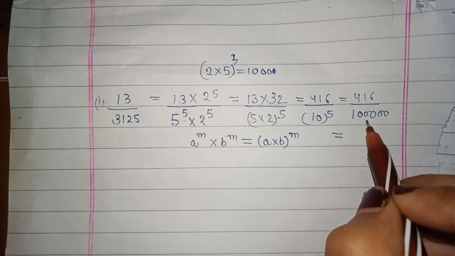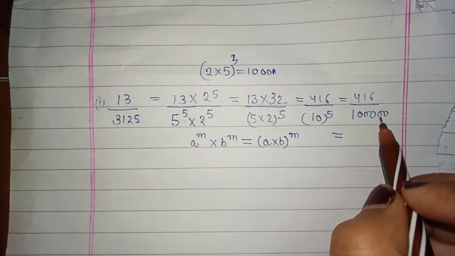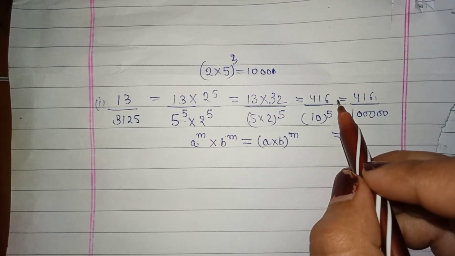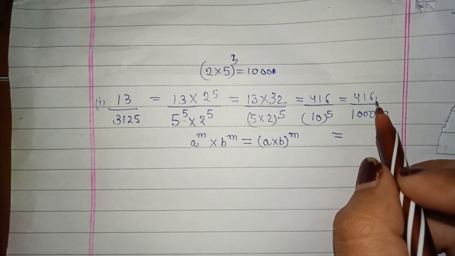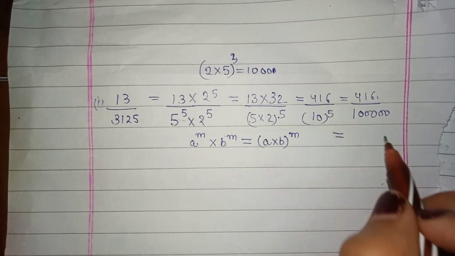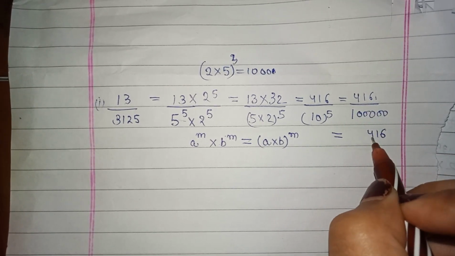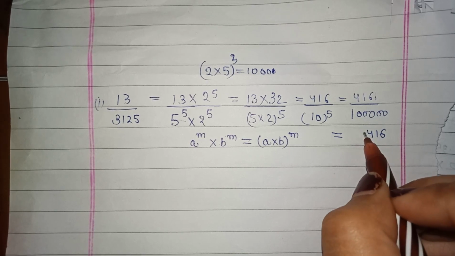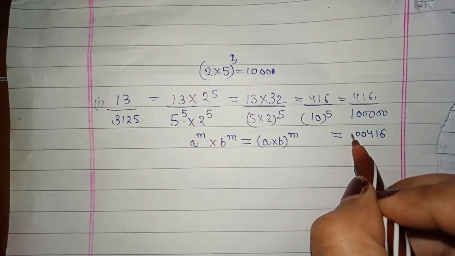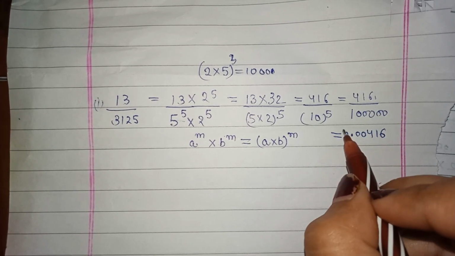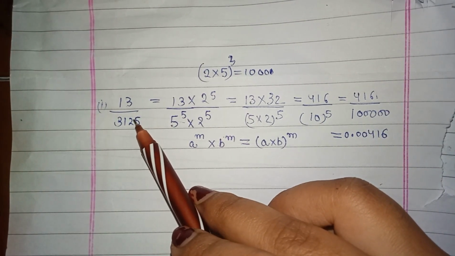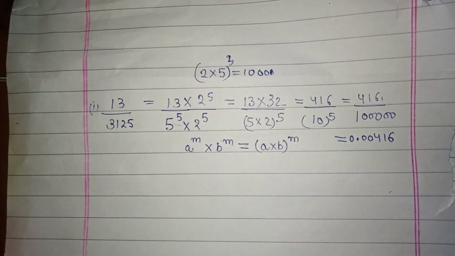So I already know that if I have these zeros in the denominator, then the point will shift towards the left side. So we have here 5 zeros, so this point will shift 5 places to its left side. Here already 3 places are occupied. Now I have to put 2 zeros also. Now I get 5 places and I will put the point here. So this is the decimal terminating expansion of this rational number. In a similar way, we have to complete other parts also.